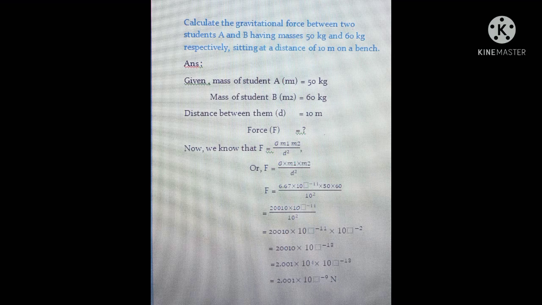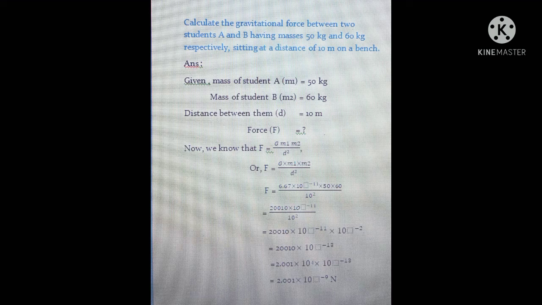Now when we put 20010 in the power of 10, it will be 2.001 times 10 to the power 4, which again is multiplied with 10 to the power minus 13, and the final answer will be 2.001 times 10 to the power minus 9 Newton. Since it is force, its SI unit will be Newton.